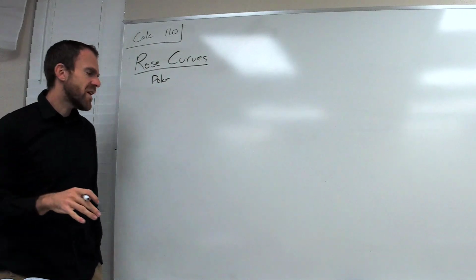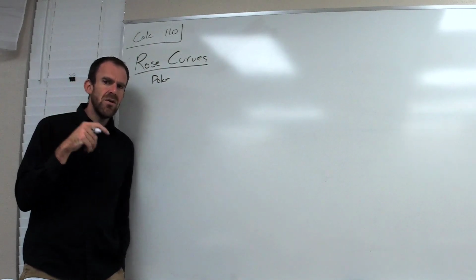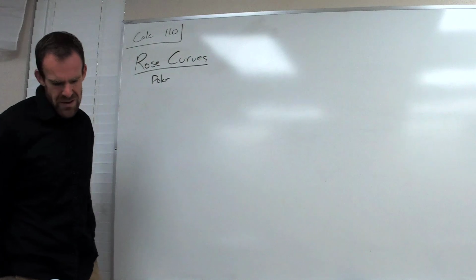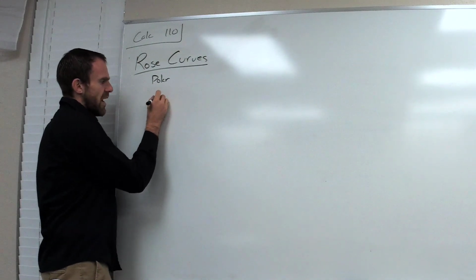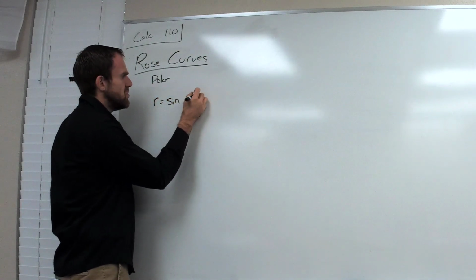So go ahead and change your calculators to polar mode: hit mode, then go down to polar, and then we'll begin. The first thing we're going to graph is r equals sine of 2 theta.